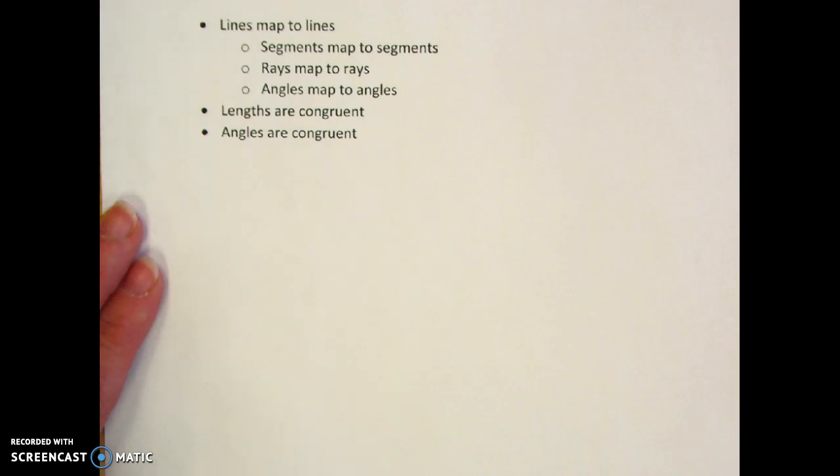All right. The lengths are also congruent, and the angles are congruent. So whatever size you start with is the same size you end up with. Okay, the object does not get larger or smaller with a translation. It stays the same size.